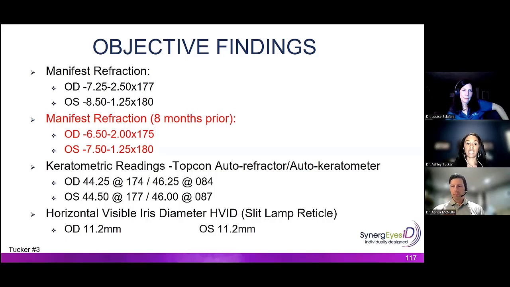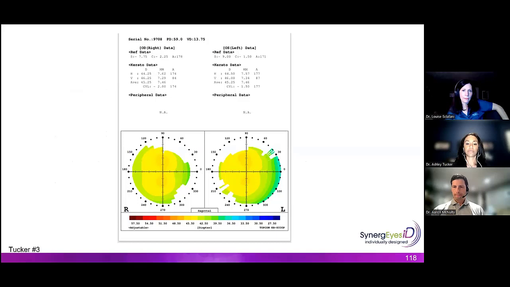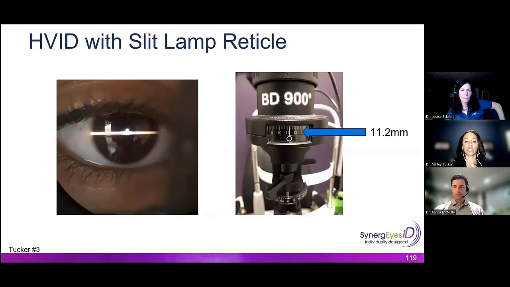So her Ks from my autorefractor, you can see here a little bit steep, but again, not keratoconic. And then you can see her HVID as well. This is just a map of her cornea, again, showing very myopic with regular Ks there, not to be concerned.